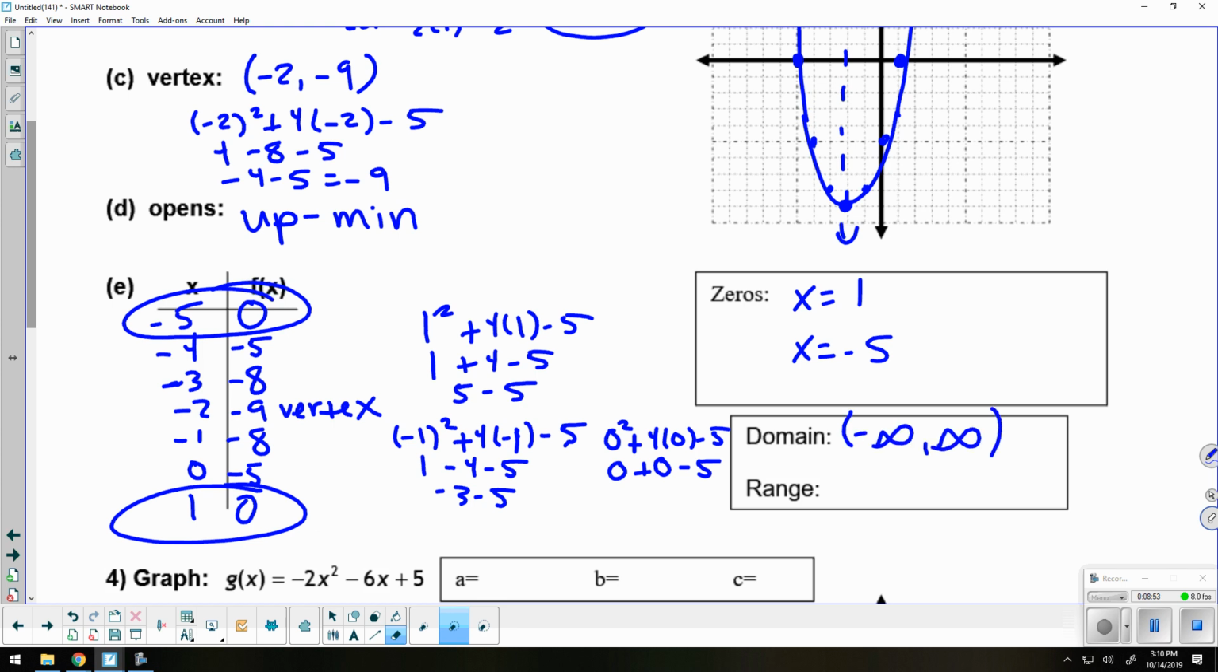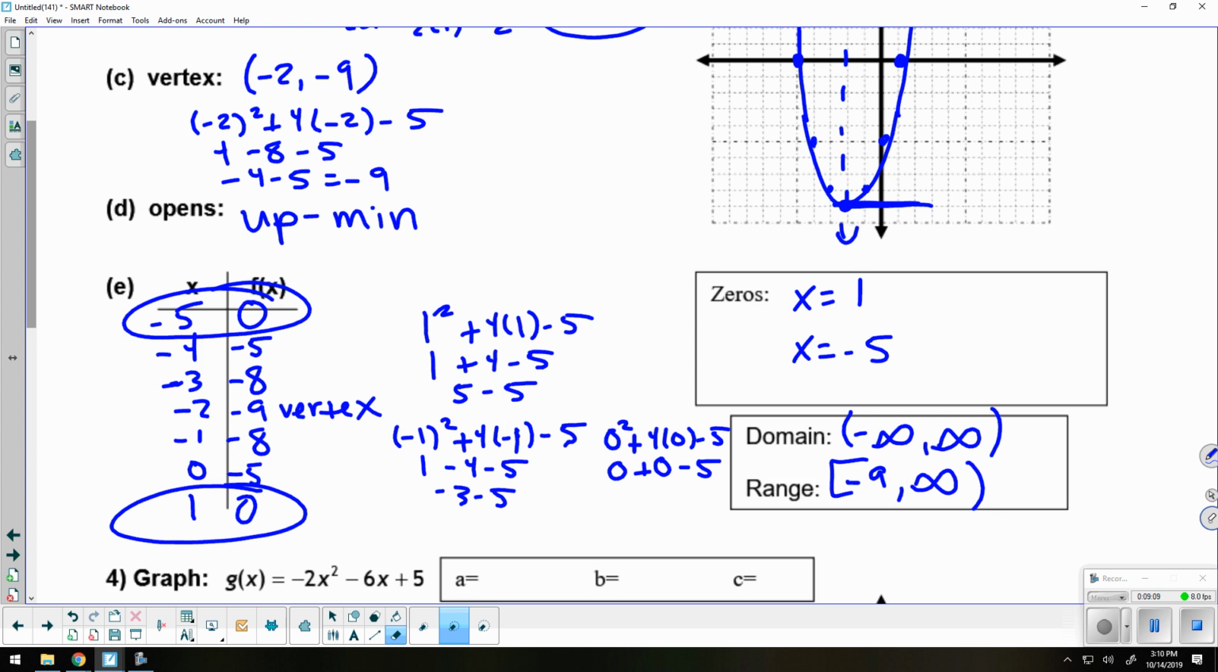The range for this one, so my parabola starts down here at the vertex on the y, which is -9, and it's going towards positive infinity. Bracket around the -9, but a parenthesis around the infinity. All right, there's your first one.